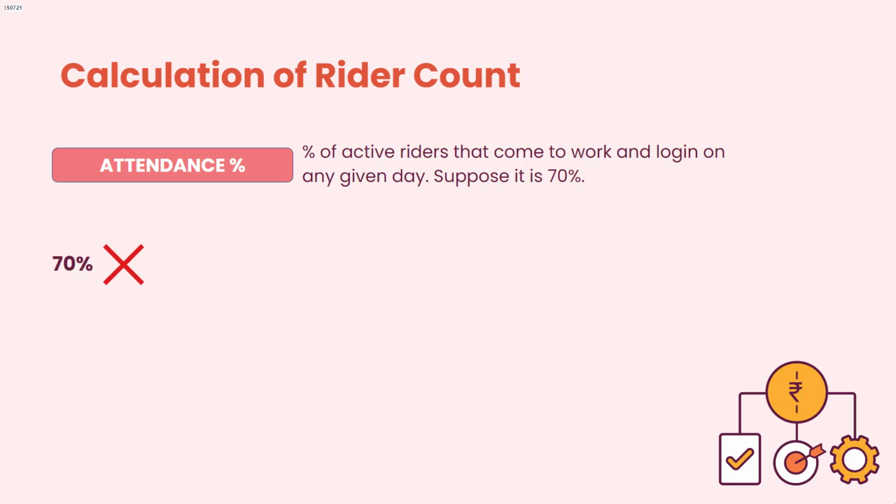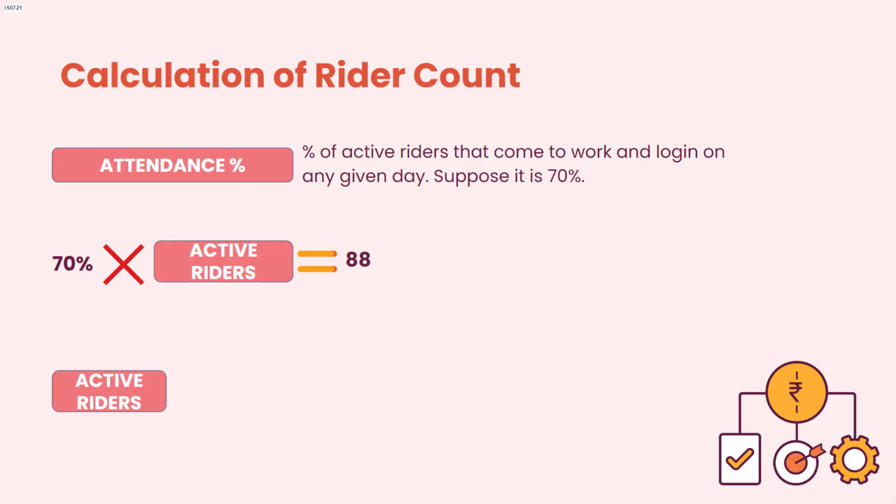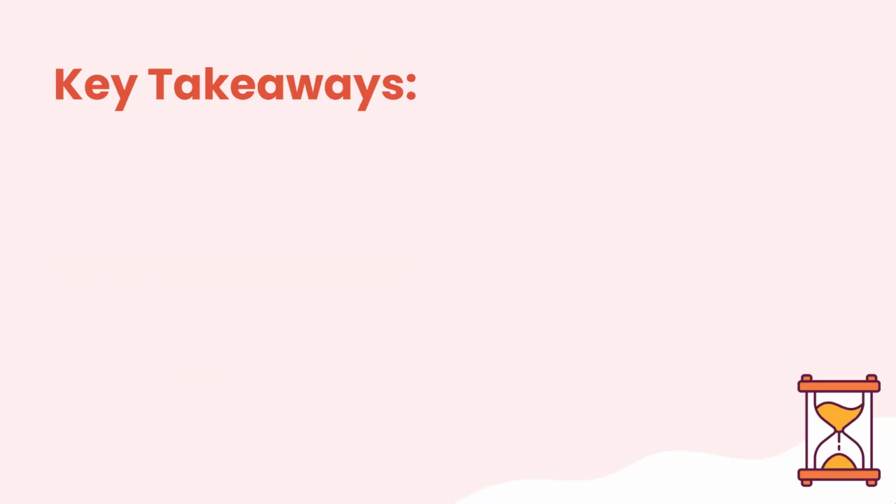Now we know that on Sunday we need 88 riders and we also know that attendance percentage is 70%. Hence 70% multiplied by total active rider count is 88. So the active rider count needed is 88 divided by 70%. Hence in this week my weekly active rider count should be 126. Out of this 126, approximately 70% of riders are expected to come daily to work.